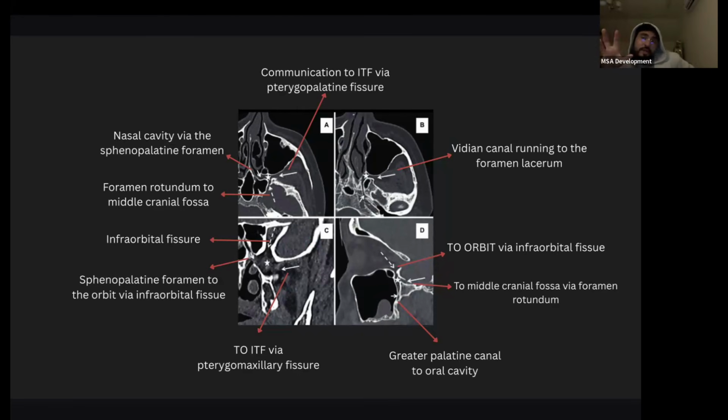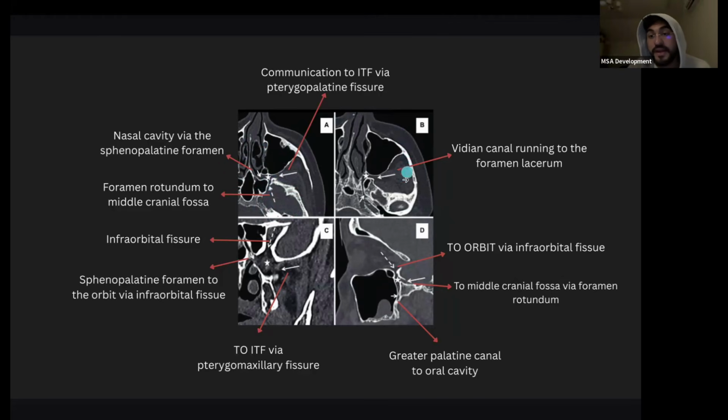Remember the connection hub slide? I'm just translating that slide into radiology right here. I know it's a bit overwhelming, but I'm going to break it down. So here, this is your pterygopalatine fossa. It's going to communicate with the infratemporal fossa via the pterygomaxillary fissure. And it's going to communicate with the nasal cavity via the sphenopalatine foramen. And it can communicate with the middle cranial fossa via the foramen rotundum.